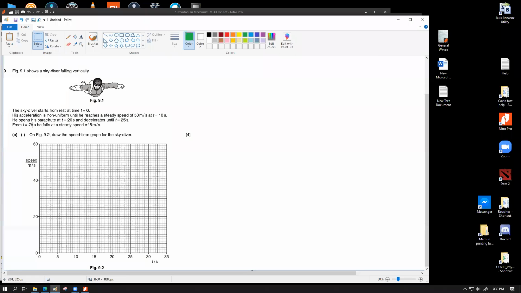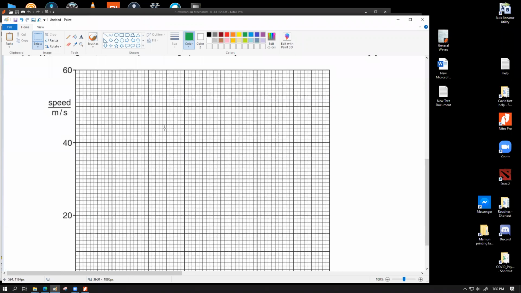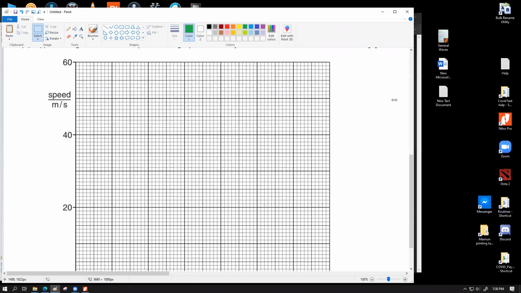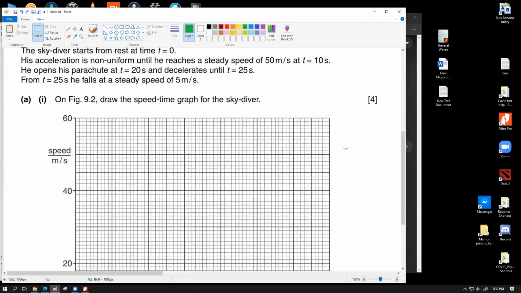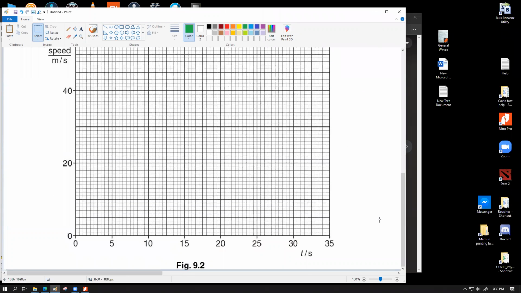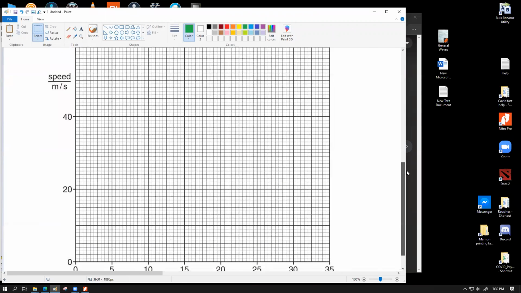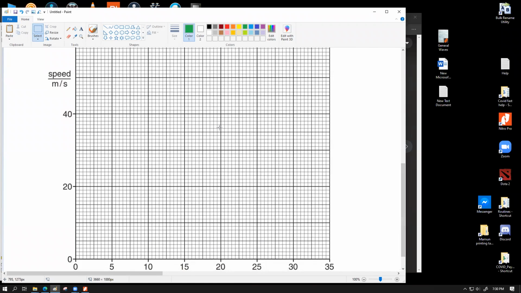The question was that the driver starts from rest at time t equals 0. So here we will have a point. His acceleration is non-uniform until he reaches a steady speed of 50 meters per second at t equals 10 seconds. So the idea is, okay.